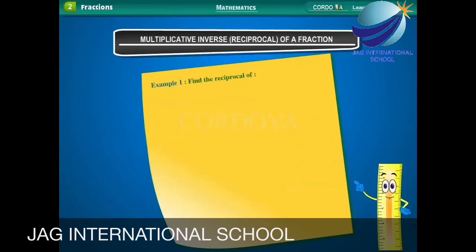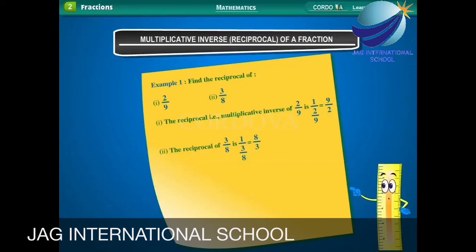Example 1. Find the reciprocal of 1. 2/9, 2. 3/8. Solution. 1. The reciprocal, that is, multiplicative inverse of 2/9 is 1 divided by 2/9, which is equal to 9/2. 2. The reciprocal of 3/8 is 1 divided by 3/8, which is equal to 8/3.